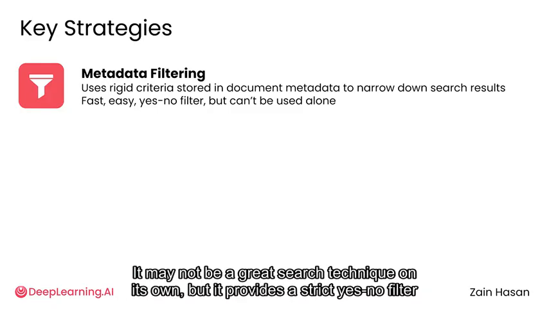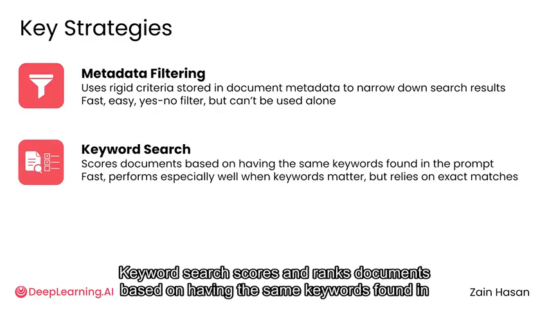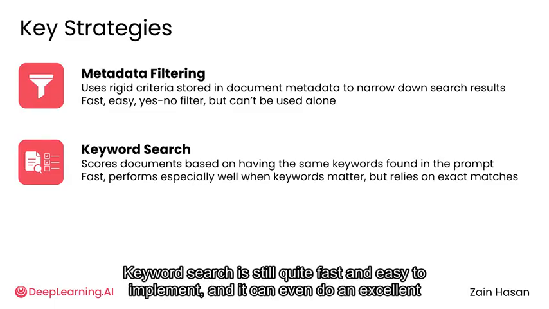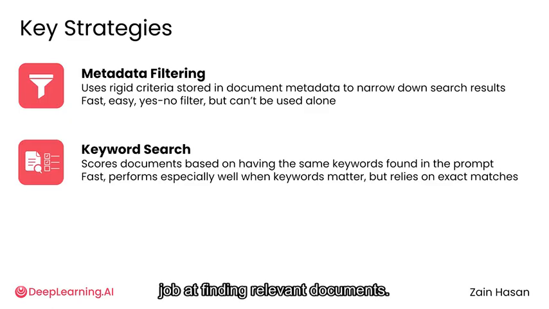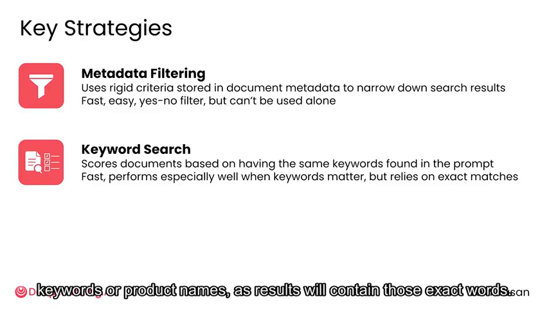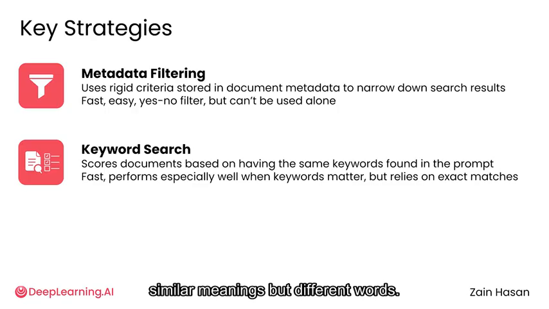It may not be a great search technique on its own, but it provides a strict yes-no filter that neither of the other approaches can provide. Keyword search scores and ranks documents based on having the same keywords found in the prompt. Keyword search is still quite fast and easy to implement, and it can even do an excellent job at finding relevant documents. It performs particularly well in instances where prompts and documents contain technical keywords or product names, as results will contain those exact words. Keyword search relies on exact matches, however, and so is unable to retrieve documents with similar meanings but different words.